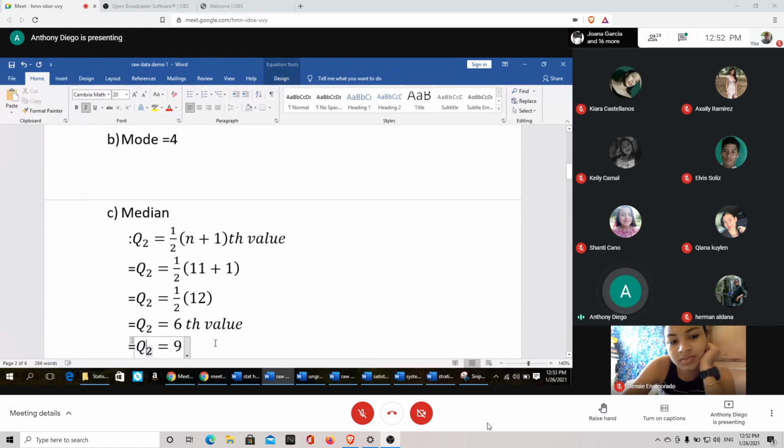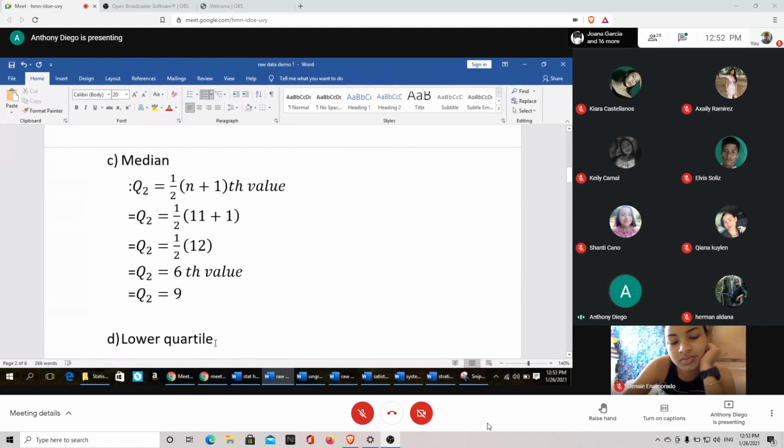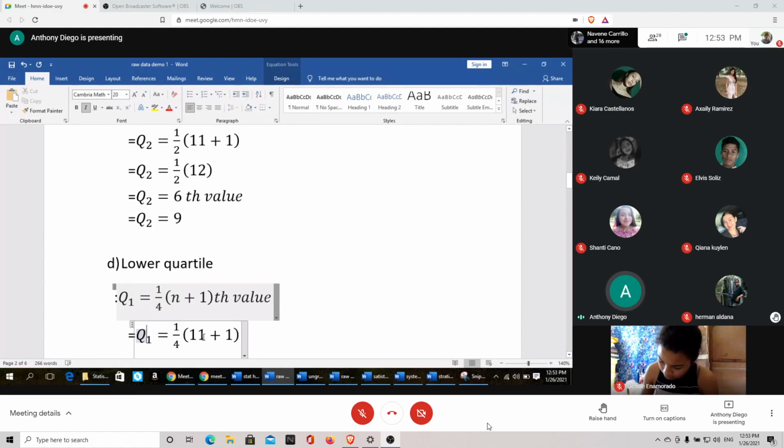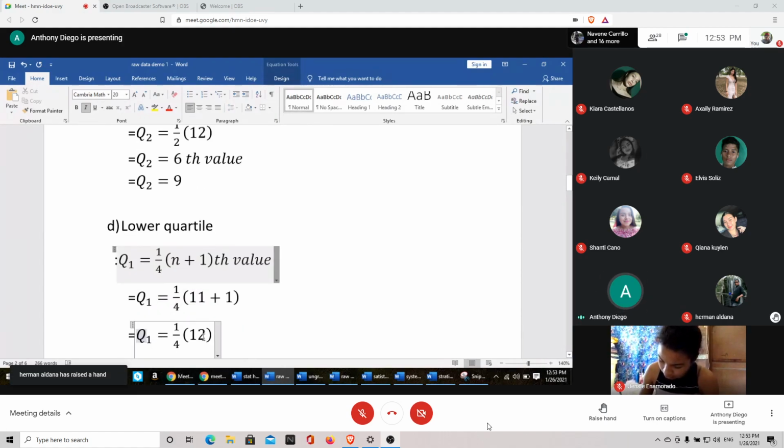Now let's find the lower quartile. The lower quartile is denoted by Q sub 1. Once again, n will not change. n is 11, plus 1, which is 12. So it's going to be 1/4 of (11 plus 1), which is 1/4 of 12, which is what? 1/4 of 12.